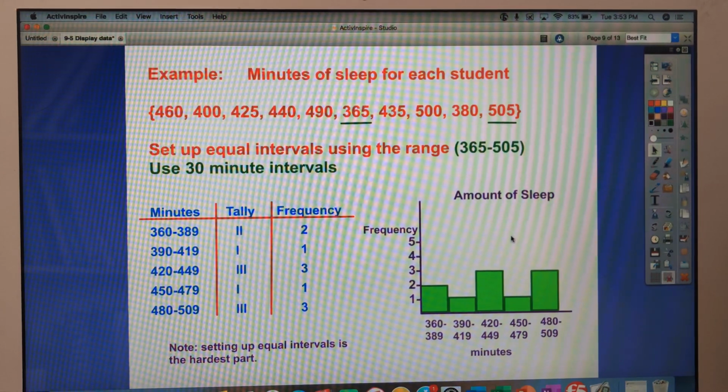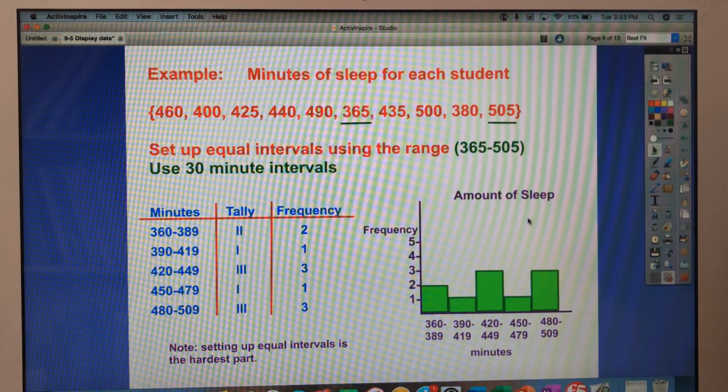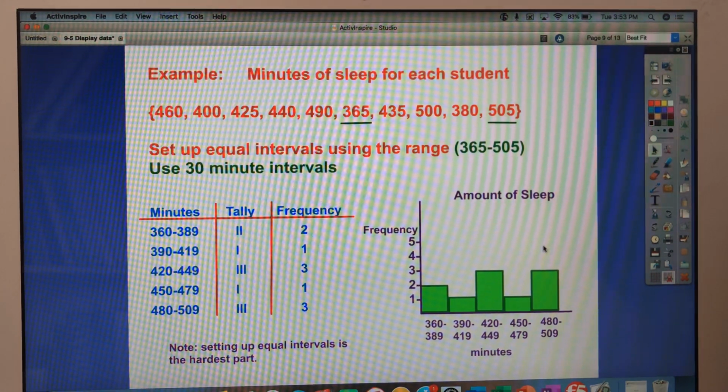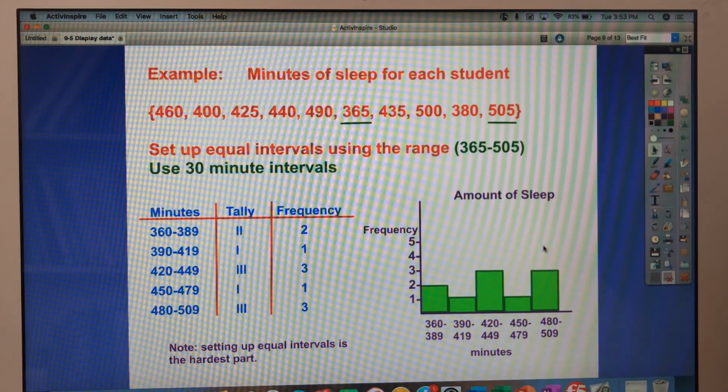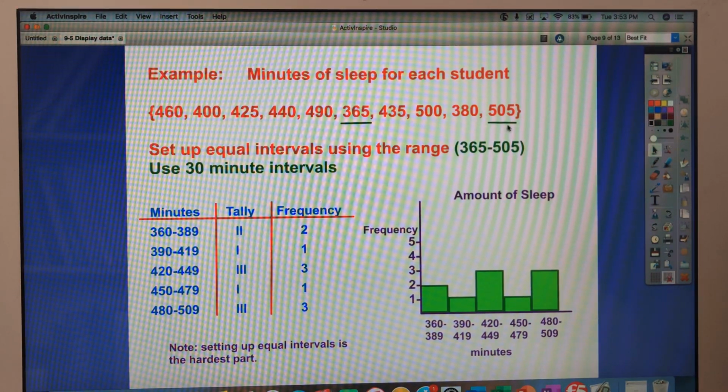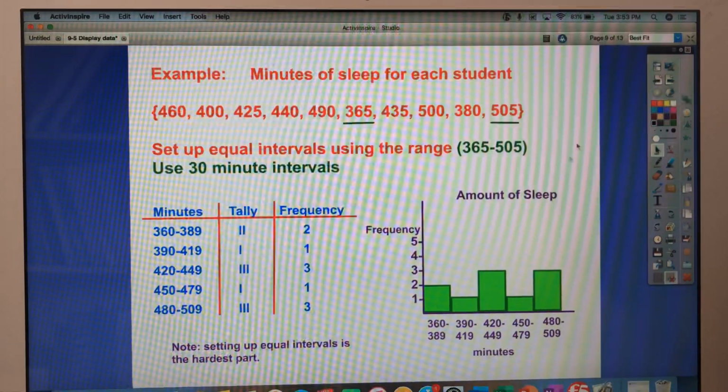And I now have graphed the amount of sleep, how many minutes, how many people have done each one of these. I would suggest that you take this data and cover this up, start with my data set, and you try to create this frequency table and this histogram and make sure yours looks like mine.